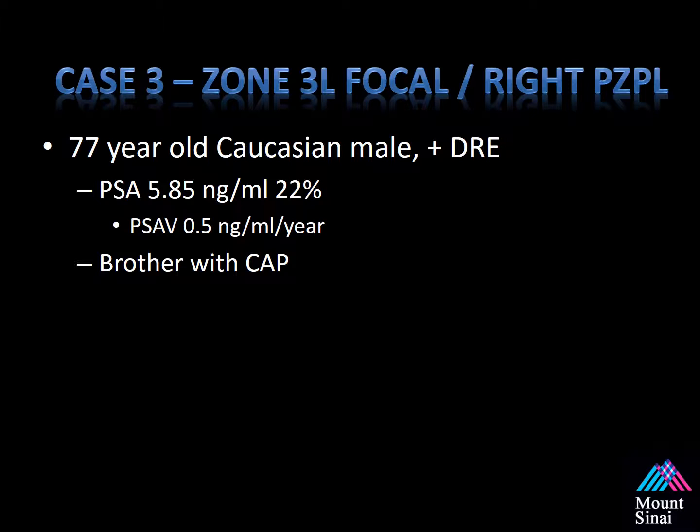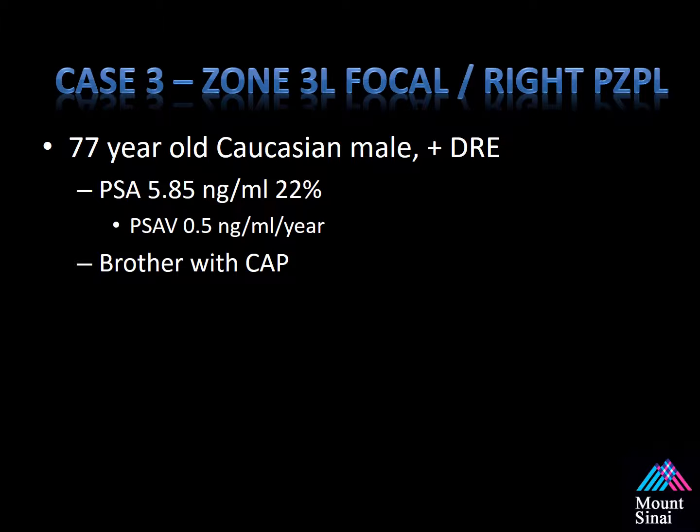Our third case is a 77-year-old Caucasian gentleman with a positive digital rectal exam. His PSA was 5.85 nanograms per milliliter and he had a free PSA of 22%. His PSA velocity was normal. However, he did have a brother with prostate cancer. Before we go to the images, I want you to look at the top of the screen. This is a zone 3L focal lesion, or a right peripheral zone posterior lateral lesion. In your mind, think about where this is located.